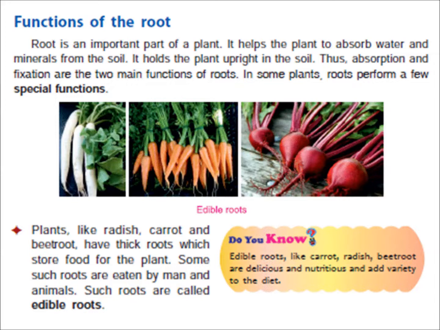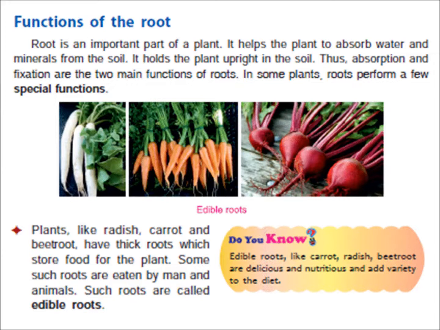Plants like radish, carrot and beetroot have thick roots which store food for the plant. Some such roots are eaten by man and animals. Such roots are called edible roots. So you can say that roots of plants also store food. This is called storage of food. Some plants store food in their roots. We eat such roots and they are called edible roots.